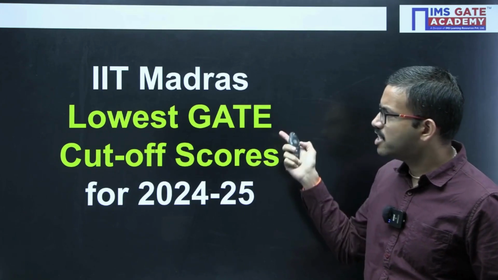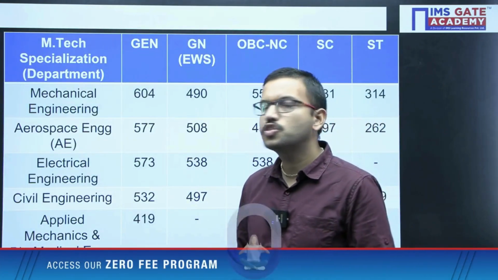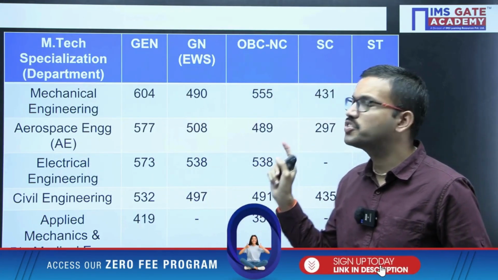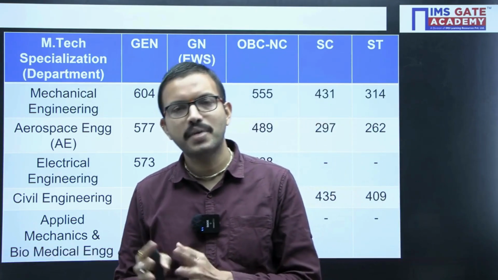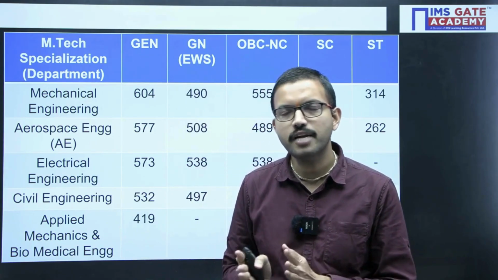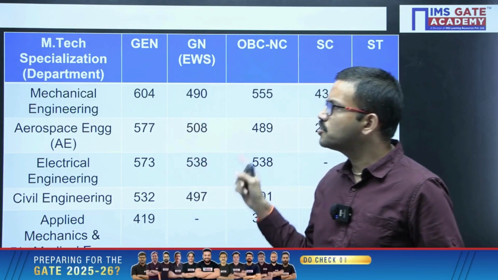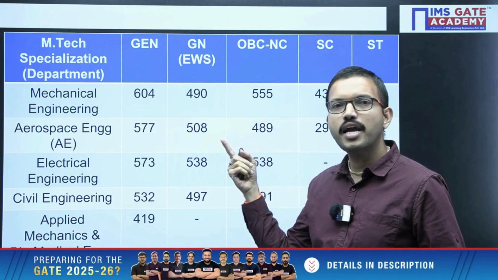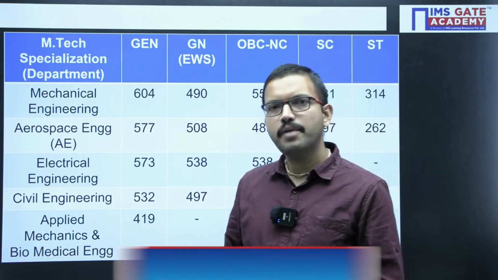So whatever GATE scores I am showing here for IIT Madras, I have mentioned the cutoff scores with respect to M.Tech admission without monthly stipend, right? There are two categories of seats, with monthly stipend and without monthly stipend. These cutoff scores are for the students who got M.Tech admission in the category without monthly stipend, right?